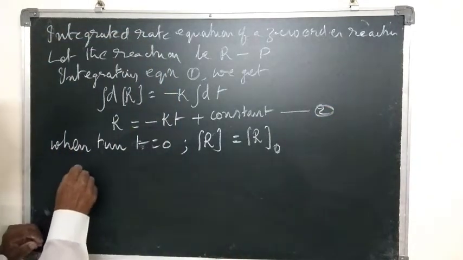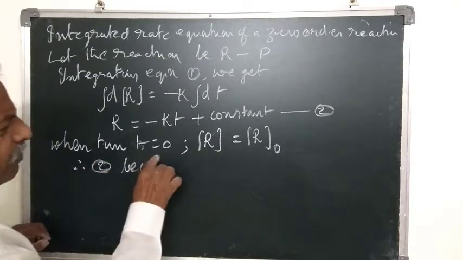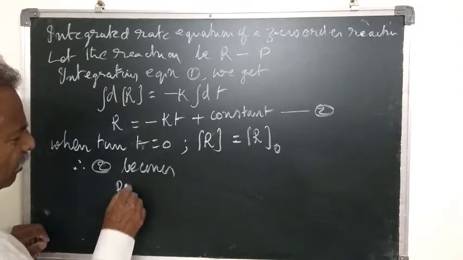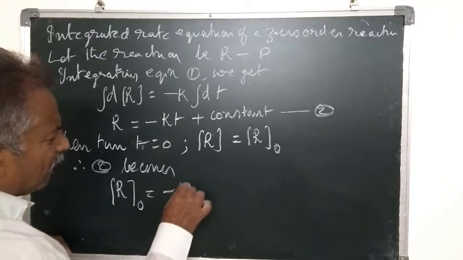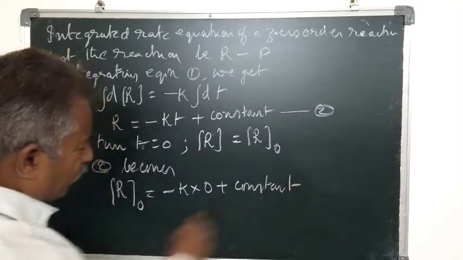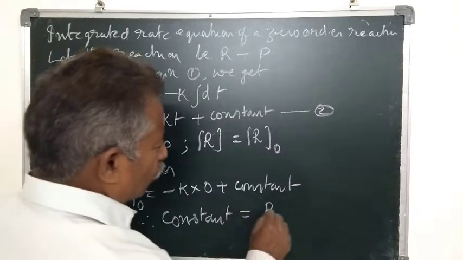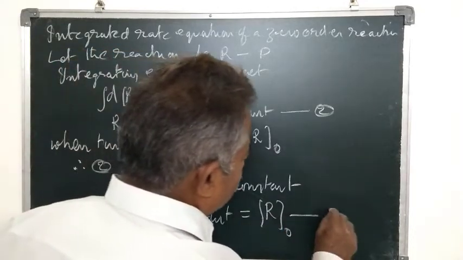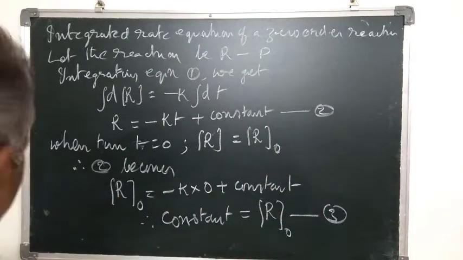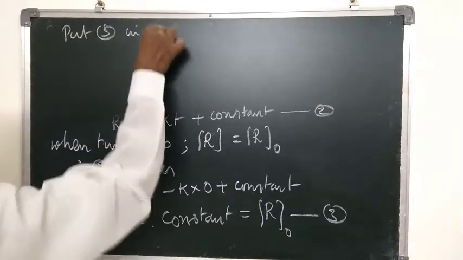Therefore, if we substitute this value in number 2, R0 is equal to minus k into time t, which is 0, plus constant. Therefore the integration constant is equal to R0. So this is number 3. Now substitute the third equation in number 2. So put number 3 in number 2.